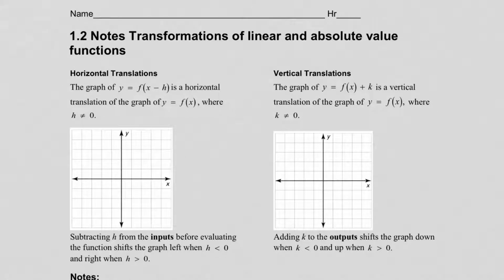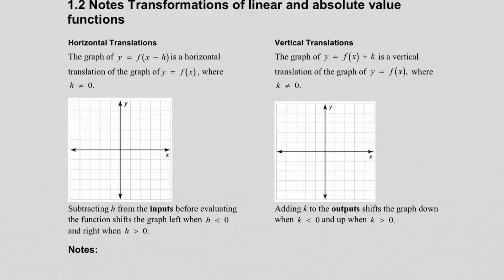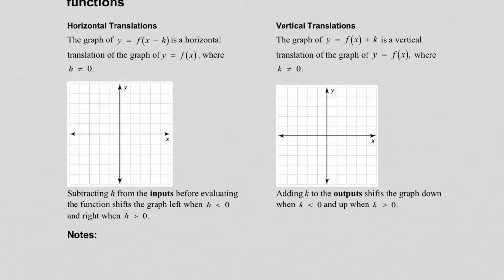All right, these are the notes for 1.2. We're now going to talk about transformations to linear and absolute value functions. So we will move functions horizontally or vertically. That's just shifting them. And then we'll also reflect them. And we will also have some vertical stretches and shrinks.